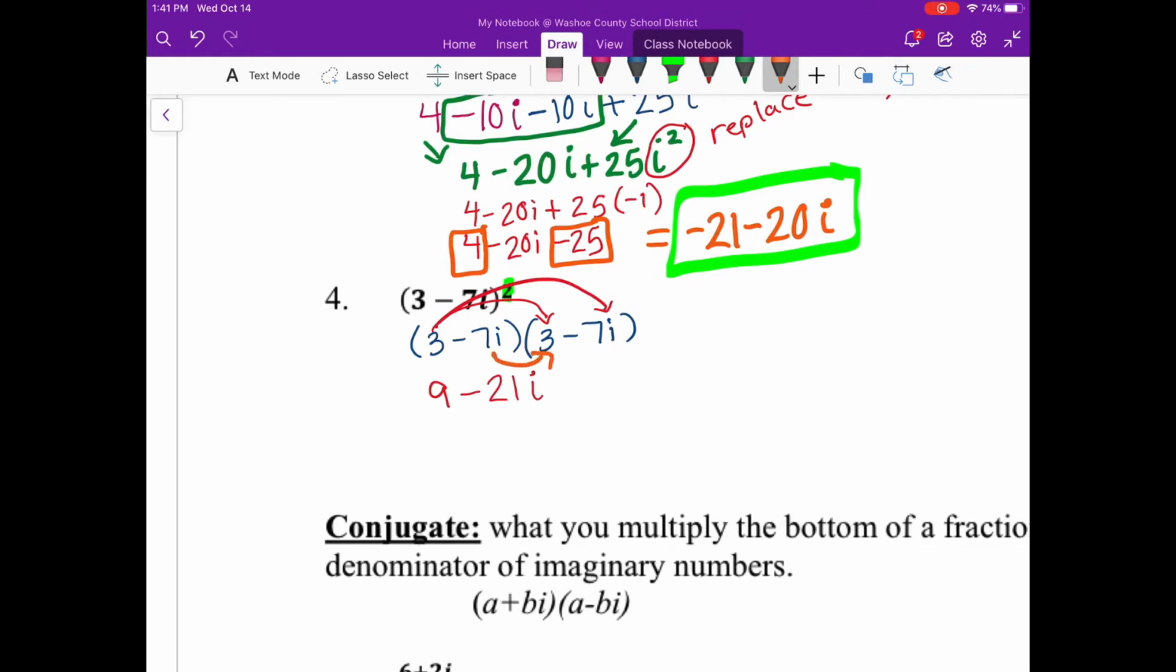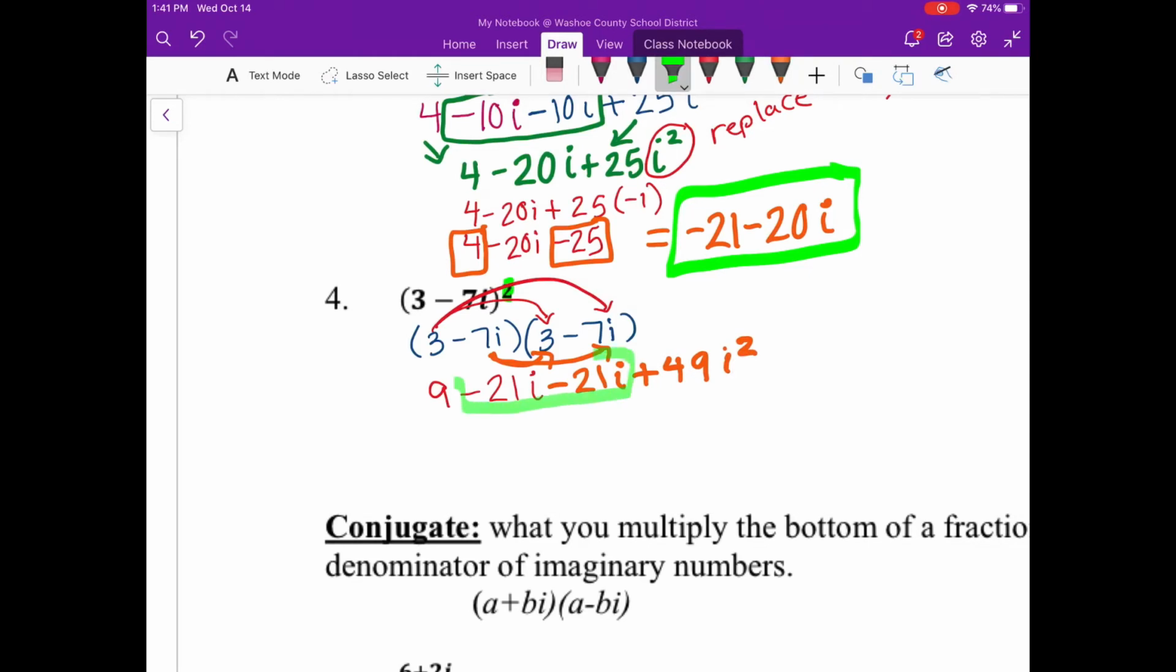Then I'm going to go on to the next term. Negative 7i times 3 gives me a negative 21i again. And negative 7i times negative 7i is positive. 7 times 7 is 49. i times i is i squared.